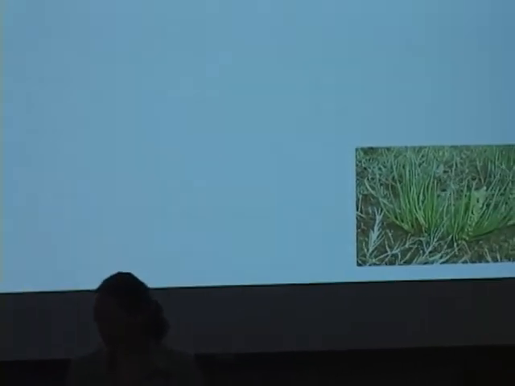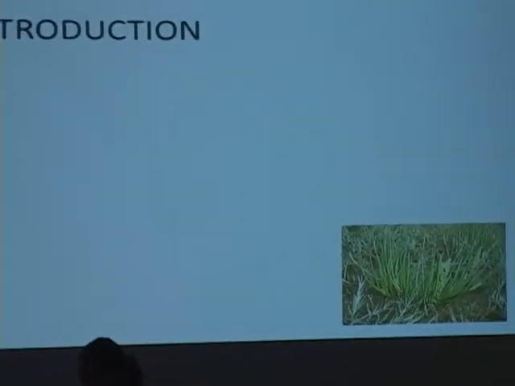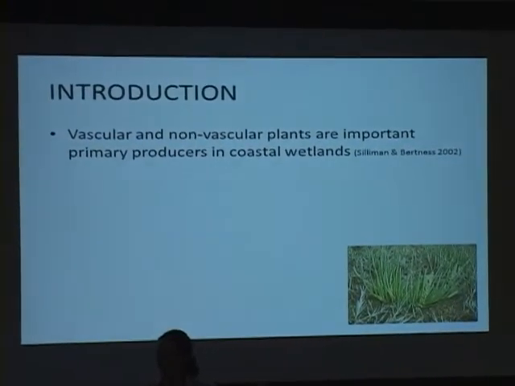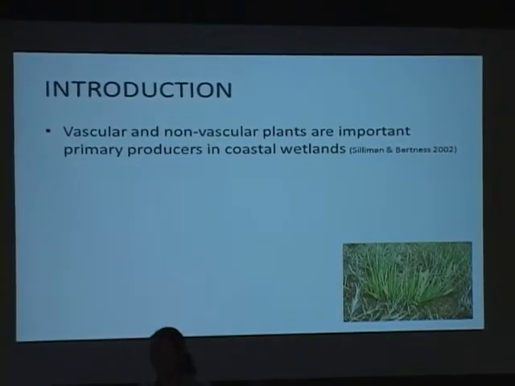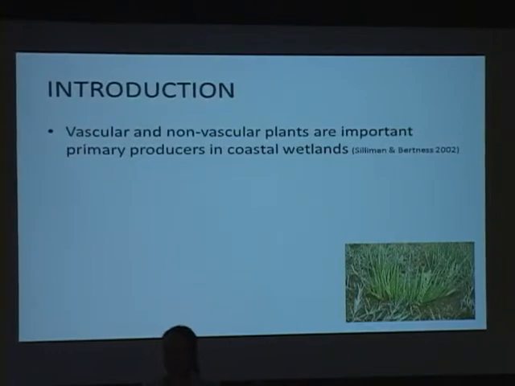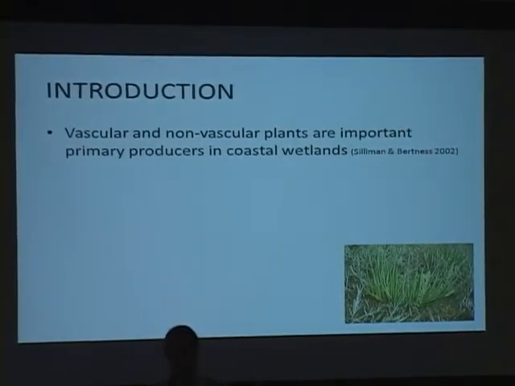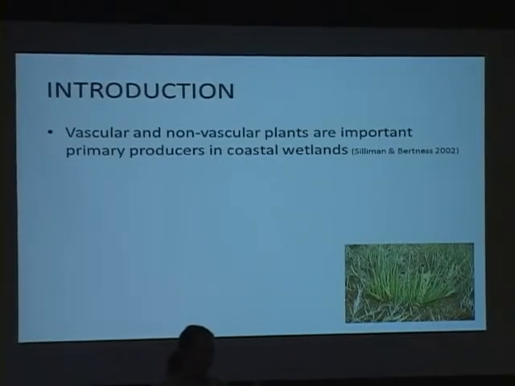So first of all, when I looked at the primary literature, there wasn't too much on algae in the salt marsh. We do know that both vascular and non-vascular plants are very important primary producers in the coastal wetlands, and they also provide food and habitat for invertebrates and fish, and perhaps birds, as Matt mentioned.